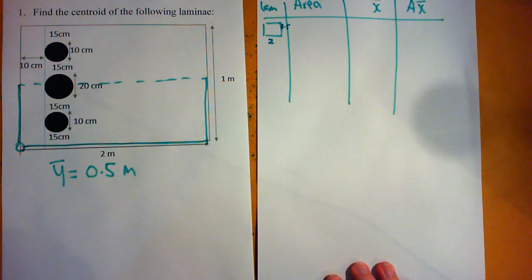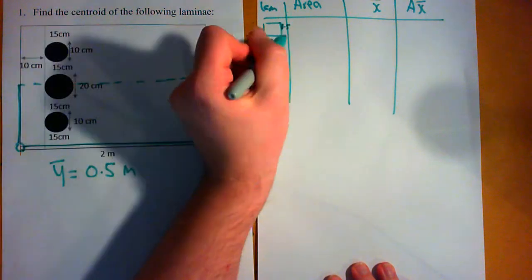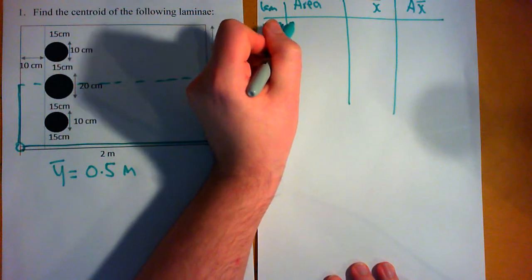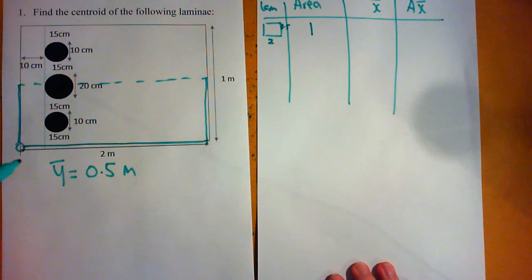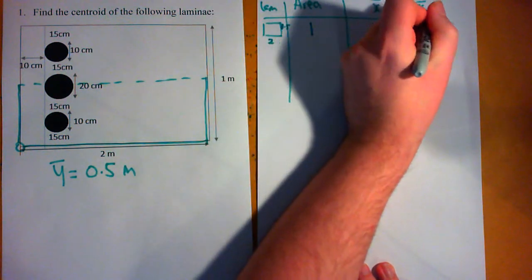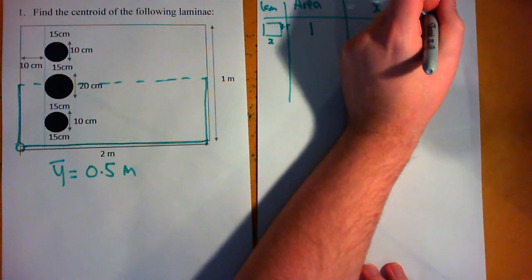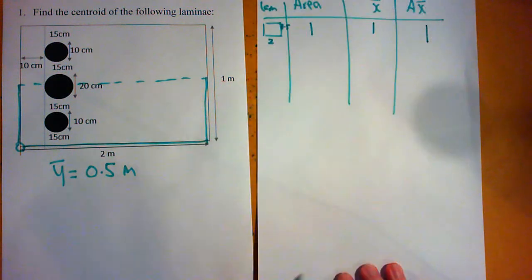Okay, so the rectangle is 2 metres wide and the height is 0.5 metres, dealing, remember, with only that bottom half, means the area is 2 times 0.5, which is 1. Now at the centre of the rectangle, just the rectangle alone, not worrying about the holes yet, it's a rectangle, so it's halfway along, half of 2 metres, which is 1 metre, and a times x bar is 1 times 1, so that is 1. That is for the rectangle.